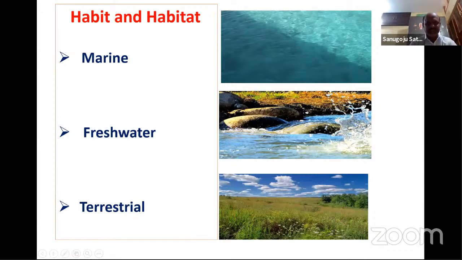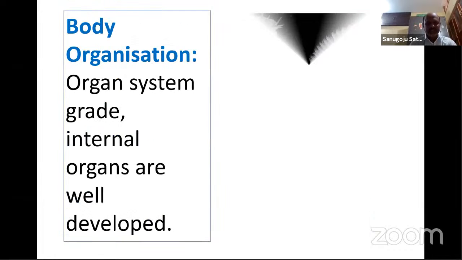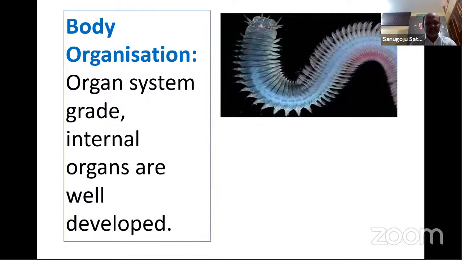The body organization, organ system grade, internal organs are well developed. Body organization is well developed here. The first time body organization with true segmentation and the organ system grade is developed, unlike that of the tissue grade and cellular grade. Organ system grade, first time in annelids, it was developed. That's why the body organization is organ system grade. That means internal organs are well developed in this phylum.